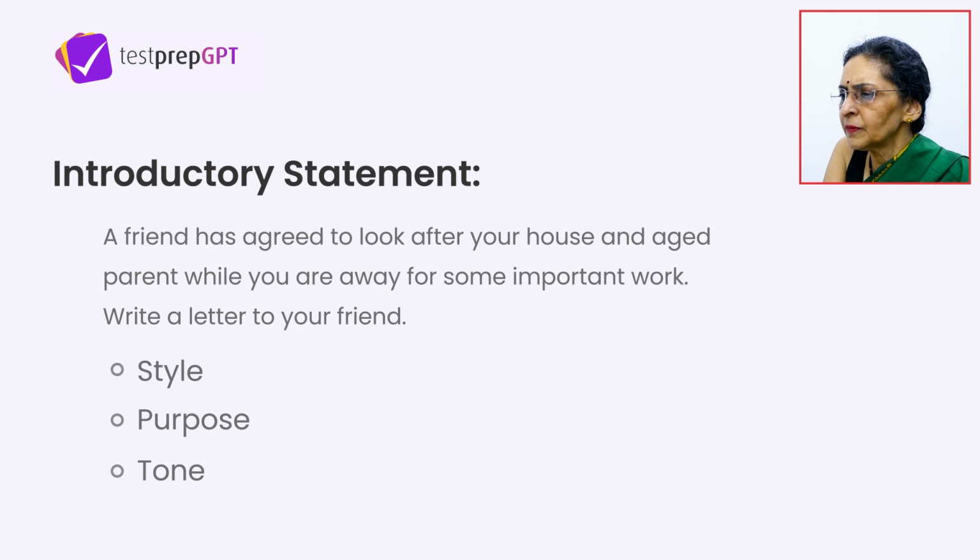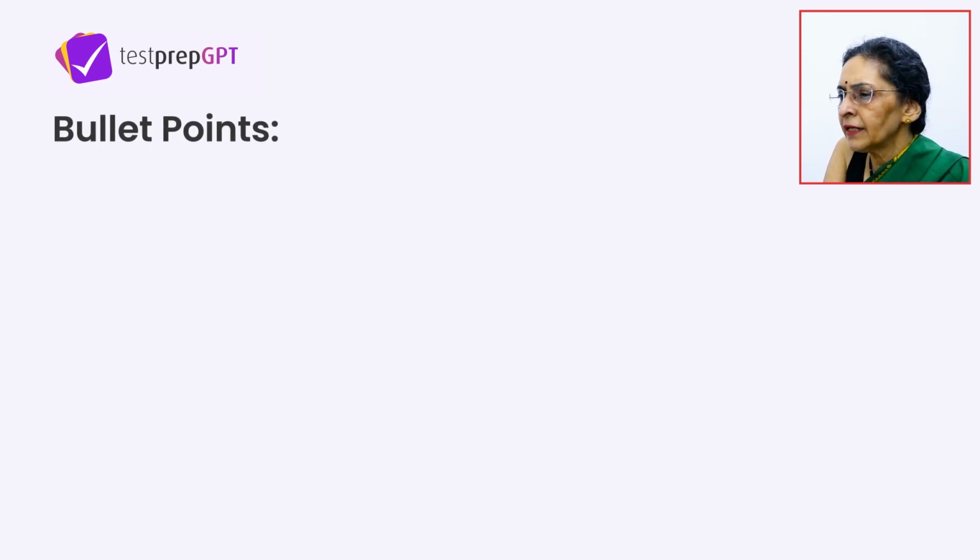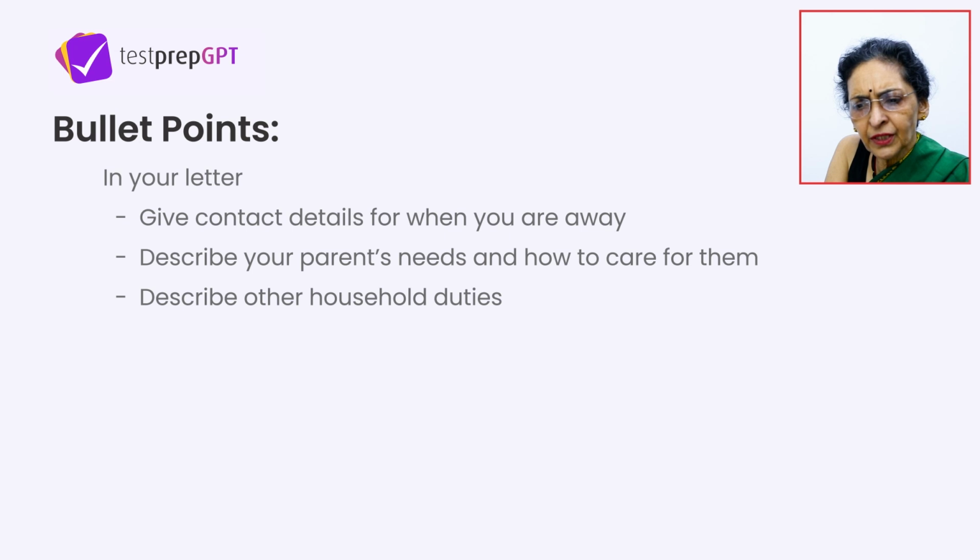The introductory statement is always followed by 3 bullet points, which further give you clues to the purpose and tone of the letter and the content, what you have to write about. So, for example, you may be asked to apply for something, to request for something. So it could be a complaint about a product or a service. It could be a request to a landlord for providing another facility. It could be an application to order a book or apply for a course.